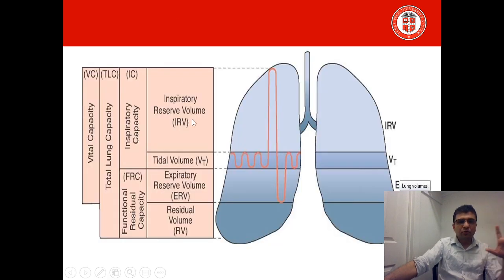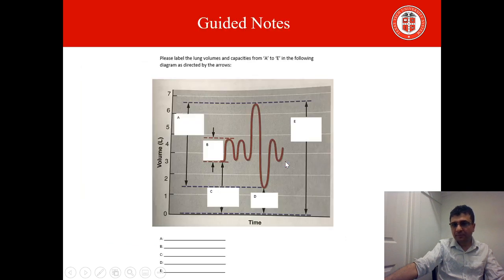Now, this slide, you don't have to learn anything new. I just want to portray that whatever things we have talked about, all those volumes and capacities, these are the different parts of the lungs where these volumes and capacities actually happen as far as the alveolar opening is concerned.